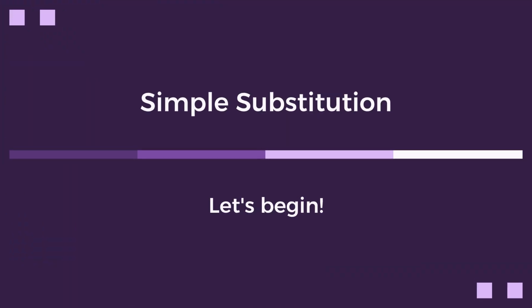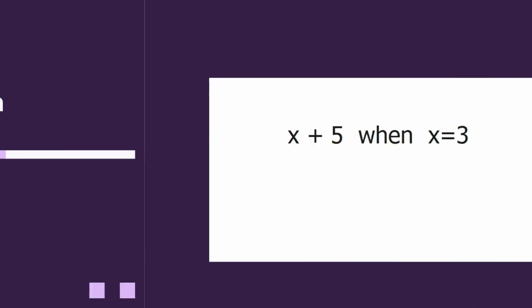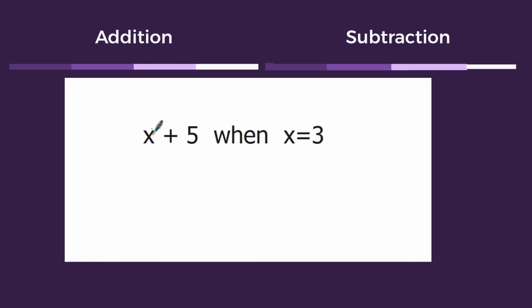Now let's look at a simple substitution. This is where we replace a variable with a specific number. For example, if you have x plus 5 and x equals 3, you substitute 3 for x and get 3 plus 5, which is 8.